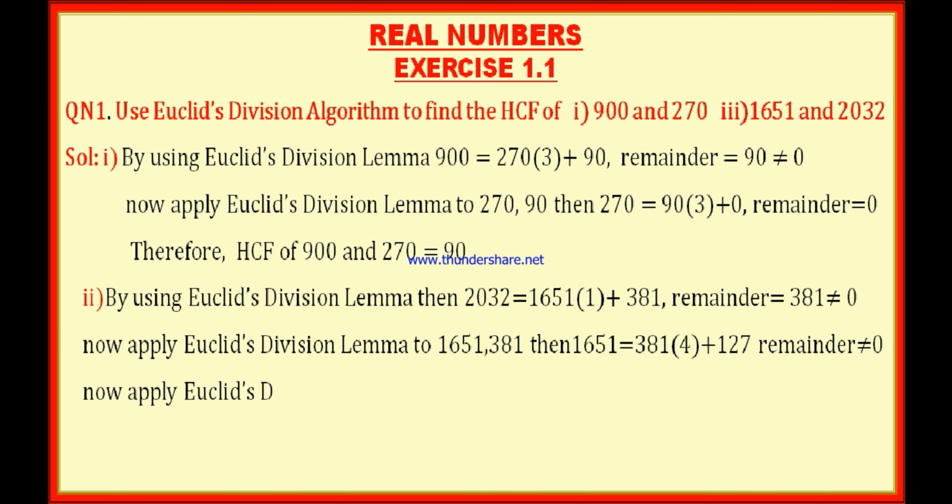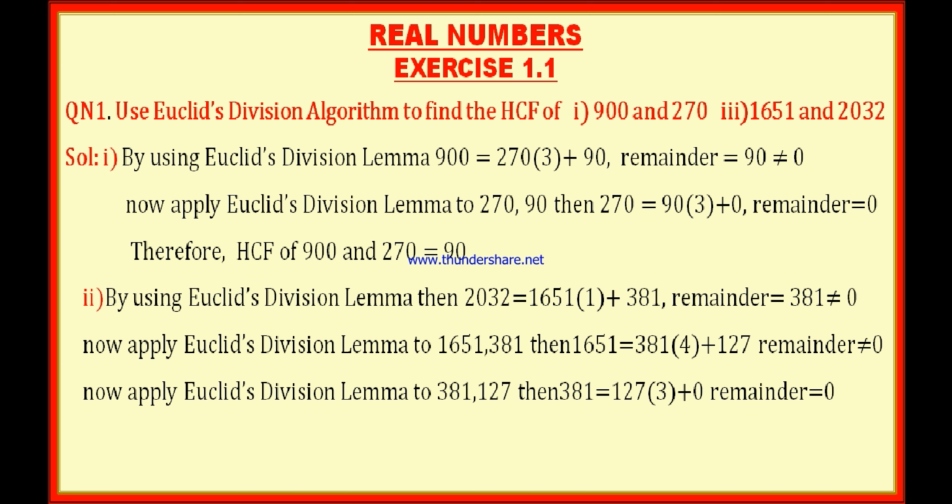Now again apply Euclid's division lemma to 381 and 127. Then 381 is equal to 127 into 3 plus remainder is 0. Here the remainder is 0. If the remainder is 0, then what is the divisor? At the remainder 0, the divisor is 127. Therefore, the HCF of the given numbers 1651 and 2032 is 127.